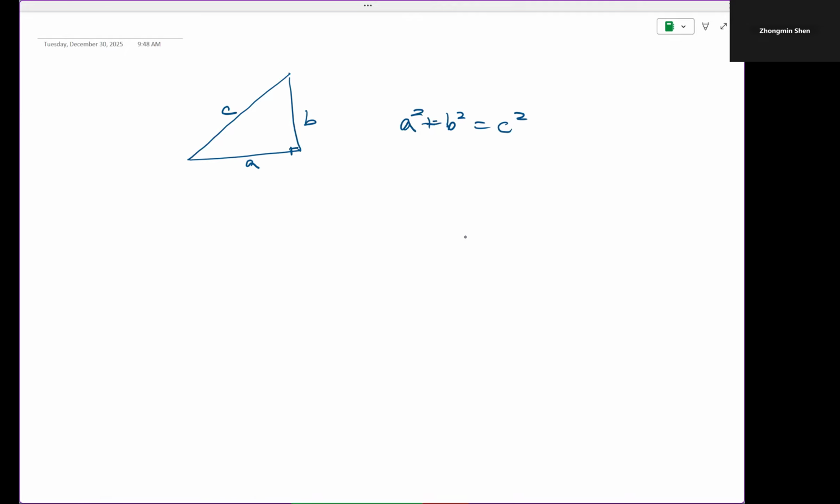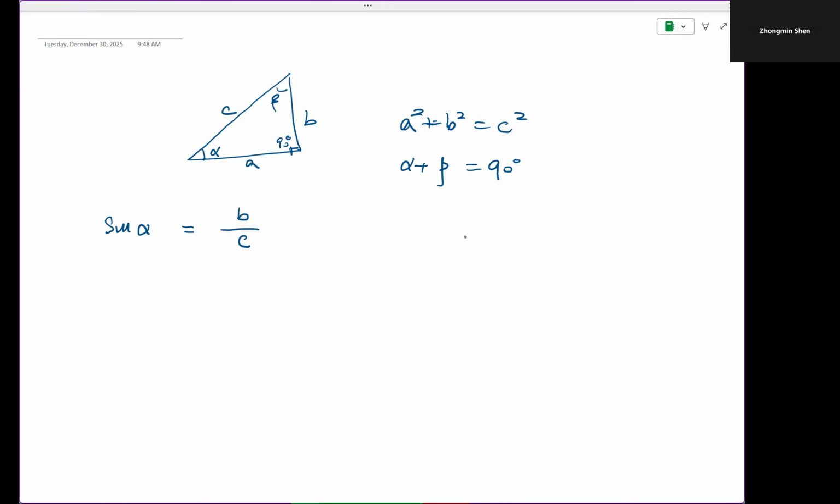Then inside this triangle, we have three angles. This is alpha, that's beta, that's 90 degrees. Now we know that alpha plus beta plus 90 degrees is 180 degrees. Okay, so those are the basic things about a right triangle. Then we introduce the following notions of trigonometric functions. One is called sine alpha. Sine alpha is going to be B over C, the ratio.